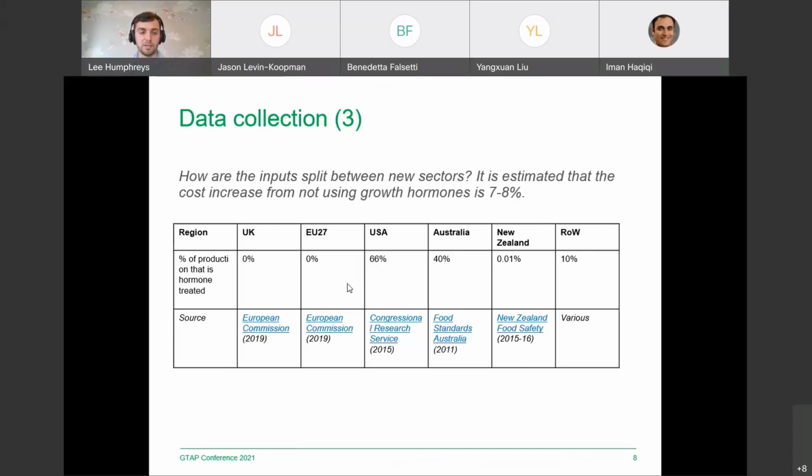And you can see the data that I've used here. You can see there that because hormones are banned in the EU, the UK and the EU27, there's no production of hormone beef.